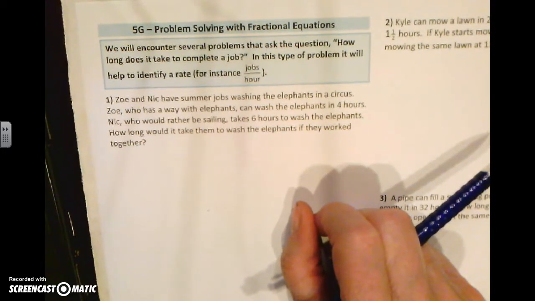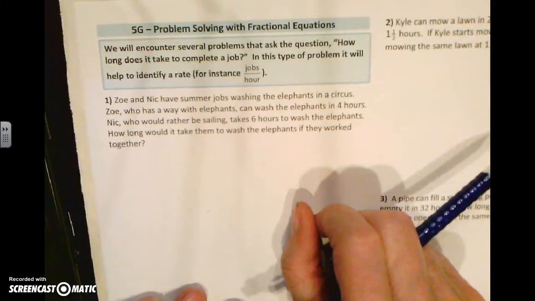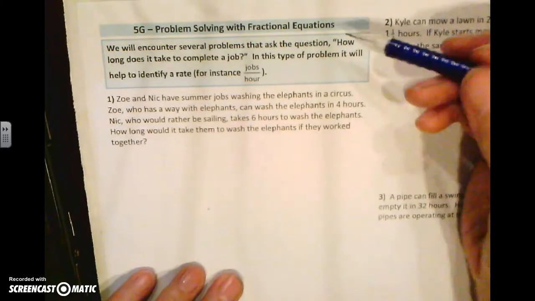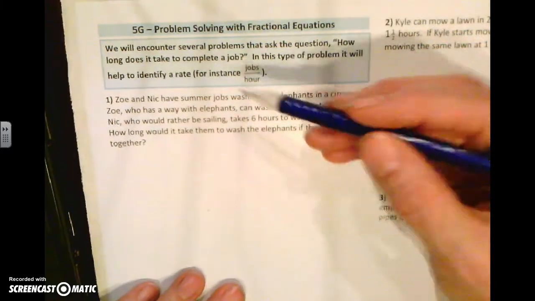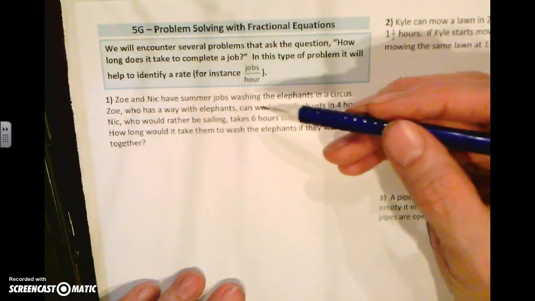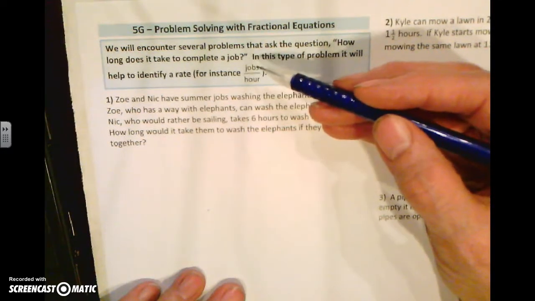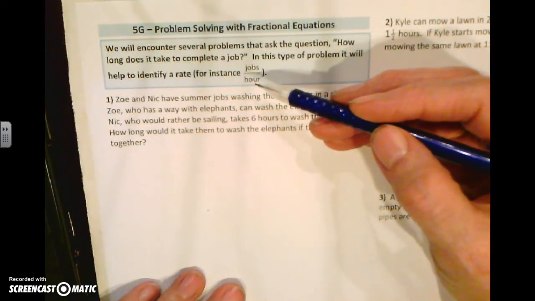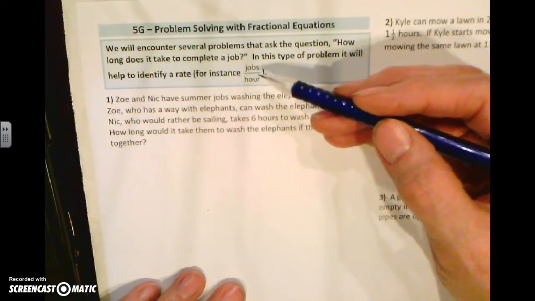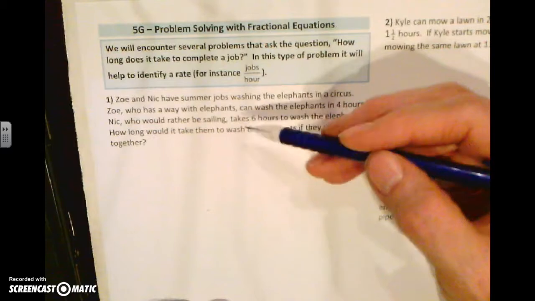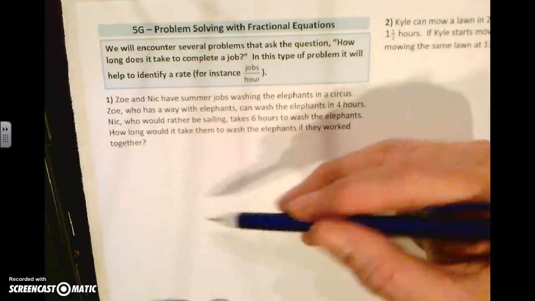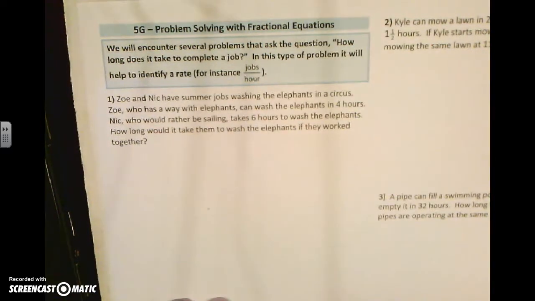Now we're going to use our charts again to do this, and I know that you may see some shortcuts on this, but I'm going to use a chart that will fit in a whole lot of different situations. So our rate in this is going to be how many jobs can you do in an hour? So that will be our rate. So I'm going to stop this. Pause, read this question, and draw yourself a chart.